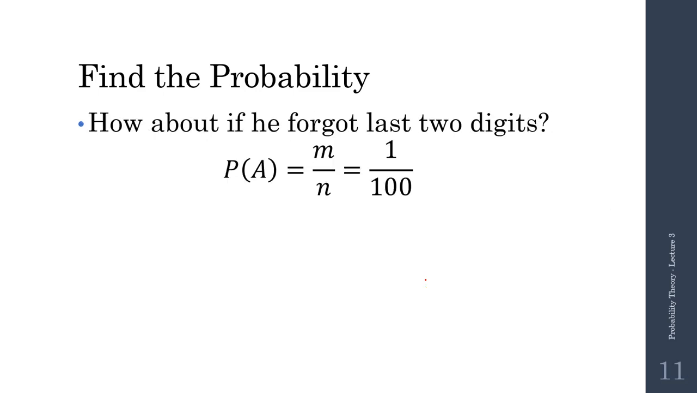How about if he forgot the last 2 digits? We have 100 digit combinations for the last 2 numbers of the phone number, but one of them is correct. So the probability that he can call on the first trial is 1 over 100, which is also equivalent to 0.01.